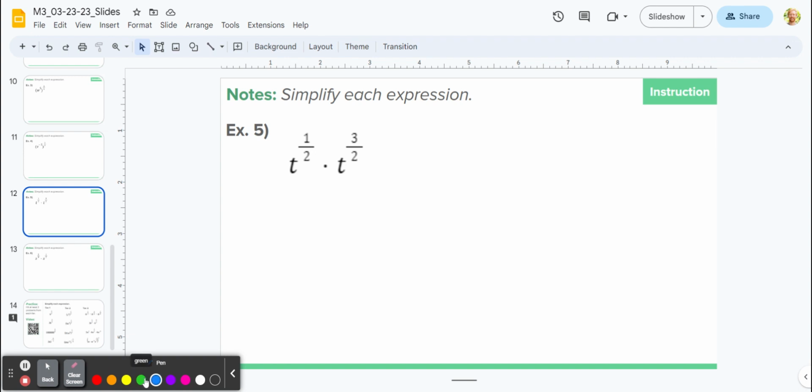Since the numerators are the same in this problem, 1/2 plus 3/2, we can just add straight across. We'll get 4 over 2, which we could simplify to 2, which means that our simplified version is t to the 2nd power.